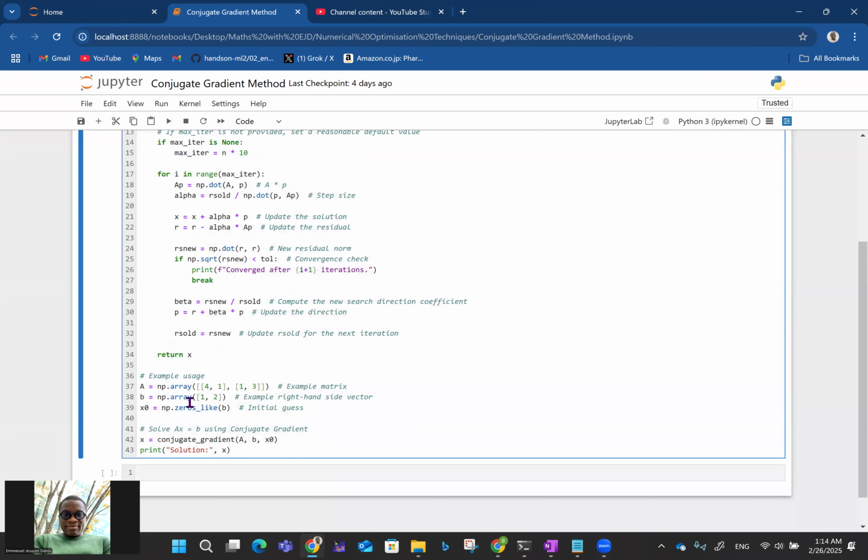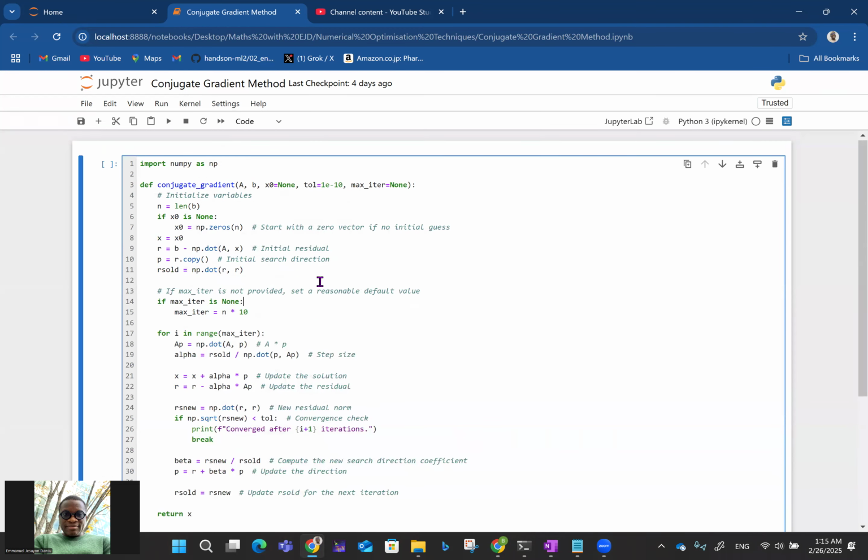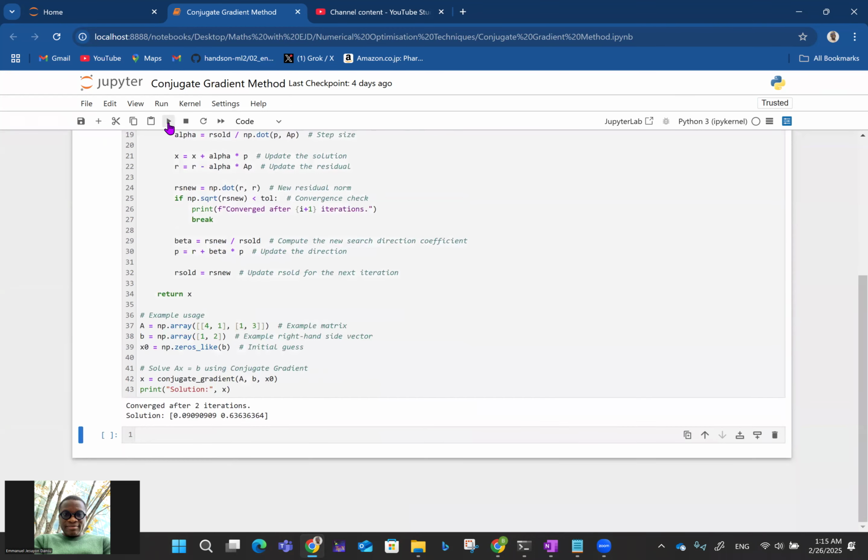But this is where the matrix is defined, 4113. The right hand side is 1, 2, and all the other process is defined right there. So if you run it now, you see that it tallies with what I've just got. So after two iterations, we have zero.